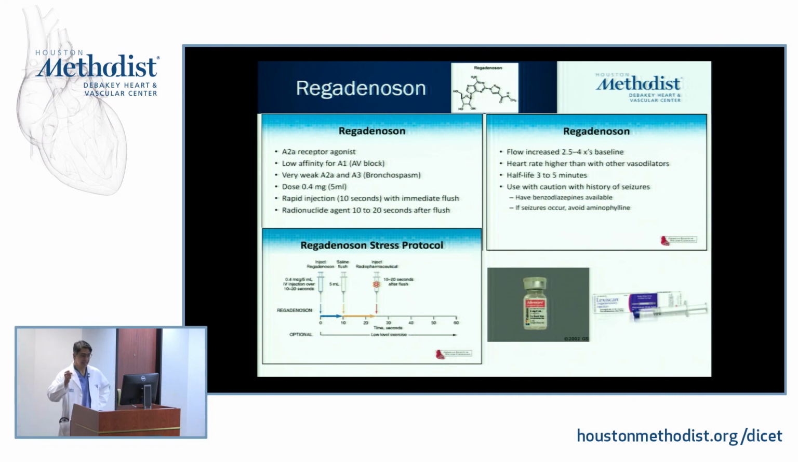Follow this by a saline flush, and within about 20 seconds after your flush, you're able to inject your radiotracer. They achieve peak hyperemia very quickly. You're able to increase flow almost 2.5 to 4 times. Half-life has several different phases, but in general, it is not tremendously long.